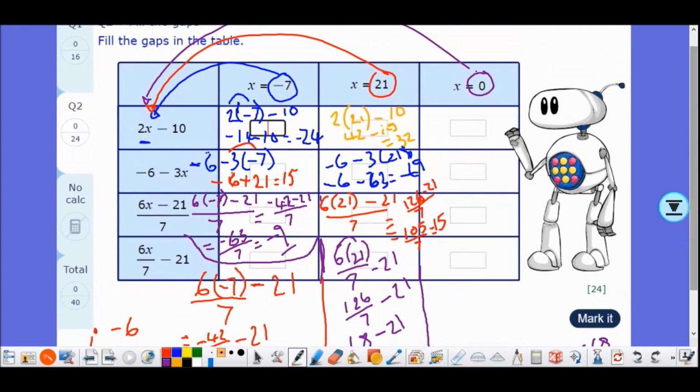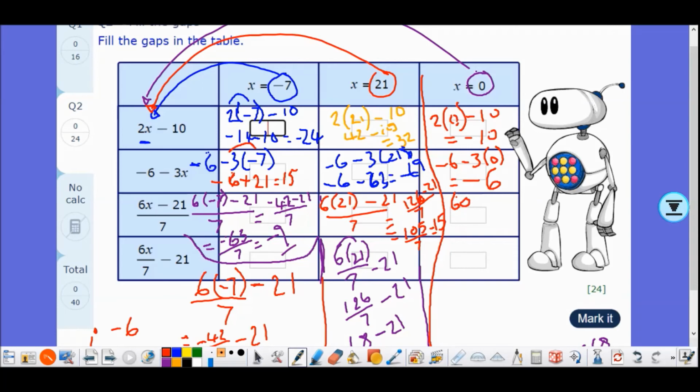Okay, and the last one. Potentially the easiest one. So 2 lots of 0 is 0, and minus 10 will equal negative 10. Minus 6, take away 3 lots of 0. Well, 3 lots of 0 is 0, so if I take 0 away from negative 6, I end up with negative 6.